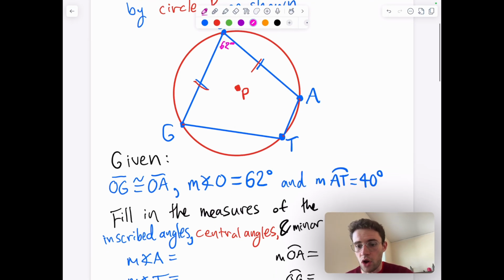And the measure of arc AT, that's a minor arc AT, is 40 degrees. I know it's minor because it's less than 180, and generally that's what you would assume, right? The major arc would go the other way, that'd be 320 degrees. But this minor arc AT has an angle measure of 40 degrees.